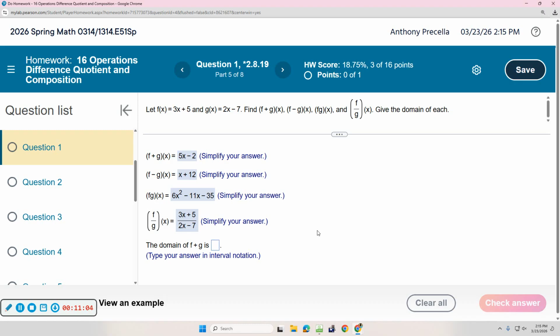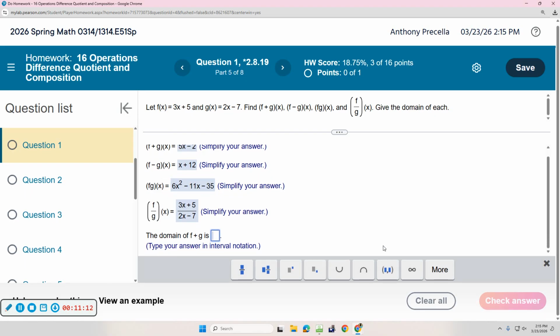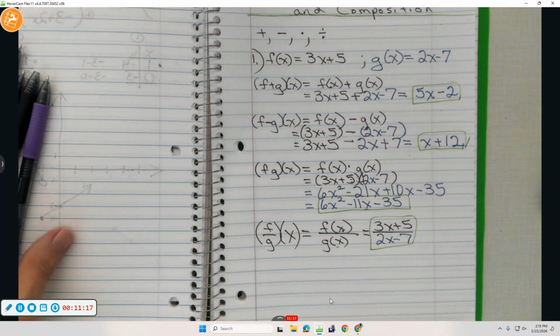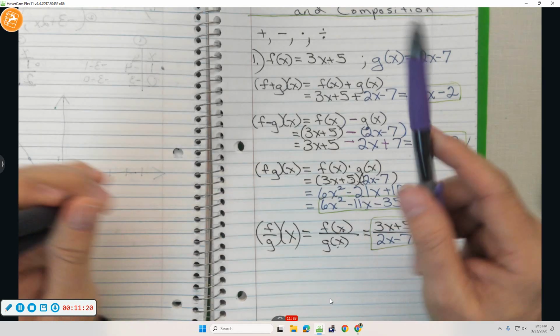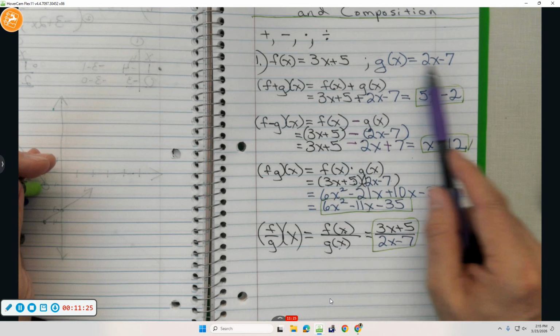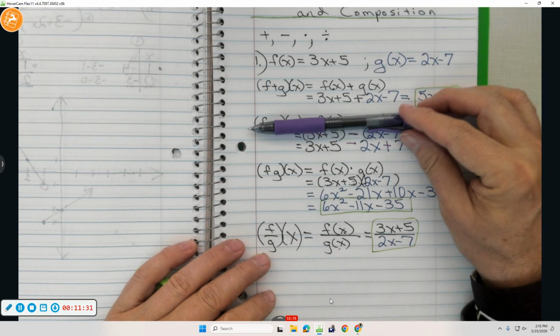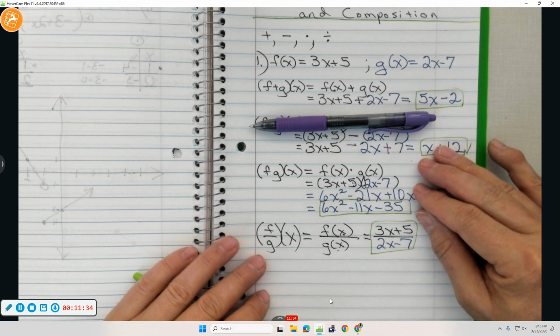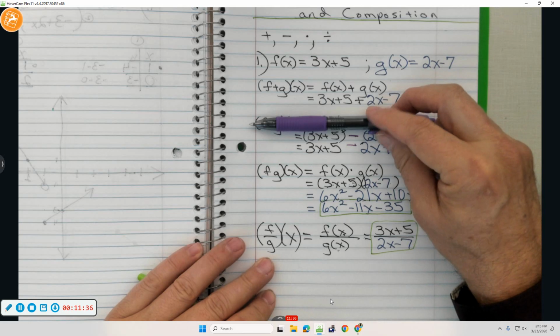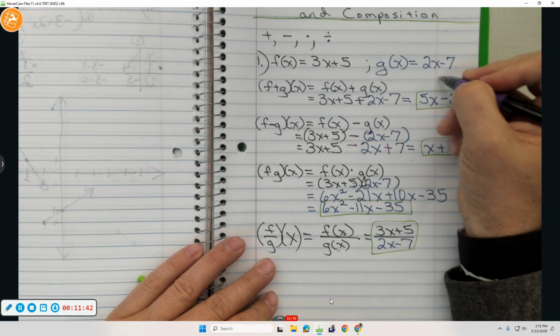And now they want the domains. This is one of those times where the little hot button, negative infinity to positive infinity, would be mighty nice, but we don't have that. Let's come back to my paper. We've already said that the domain of f is all real numbers. The domain of g is all real numbers. There are no fractions, no radicals. Look through your work. For f plus g, did you pick up any fractions or square roots as you went through that work? No fractions, no square roots, so the domain is all real numbers.